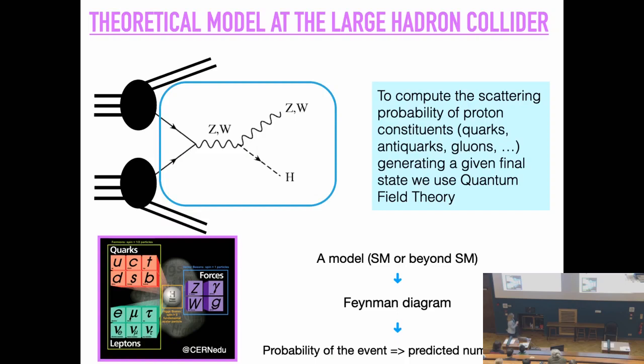Then, given the model, we draw these nice little diagrams, and from these diagrams there are some rules that allow us to compute a number, okay? So a theoretical prediction for this thing to happen given an initial state, okay? And the model that we have, the model that we trust, because we have verified it to a very, very, very high precision, is the standard model of particle physics.